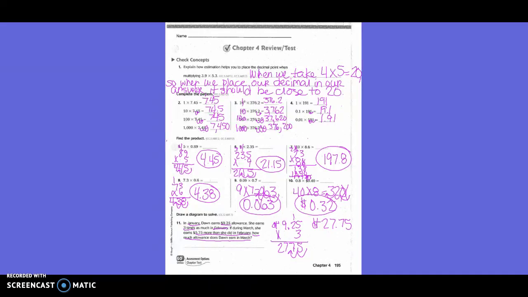Take it, add $5.75. What's the first thing I do when I add or subtract? Bring down the decimal. Bring down my decimal. 5 plus 5 is 10. Carry my 1. 1 plus 7 plus 7 is 15. Put a 5, carry my 1. 1 plus 7 plus 5 is 13. So put a 3, carry my 1. 1 plus 2 is 3. So my answer is $33.50.